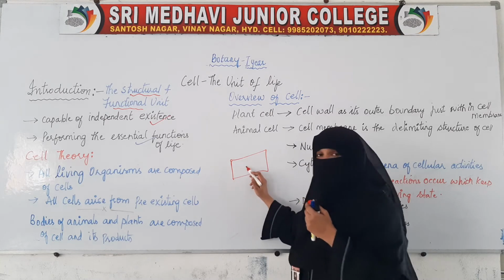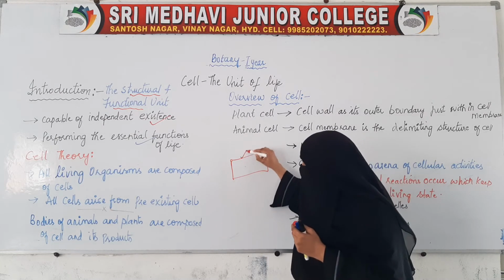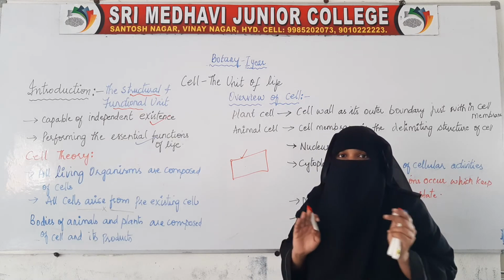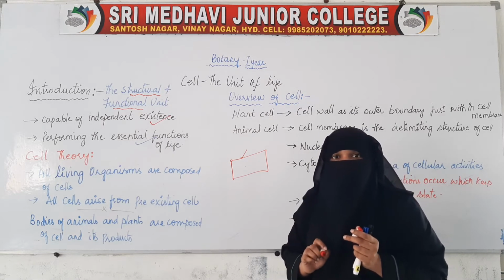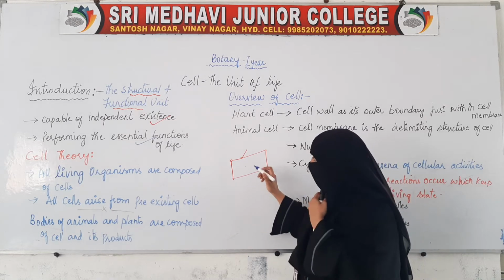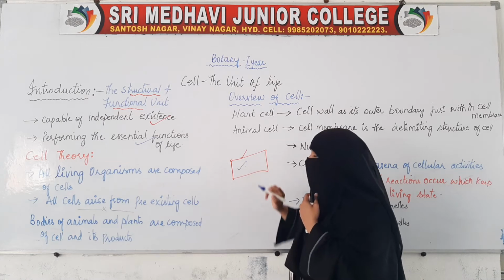But this cell, one cell can exist independently. It does not need help of any other living organism. It can survive on its own. How can it survive on its own? It is able to perform all the functions.